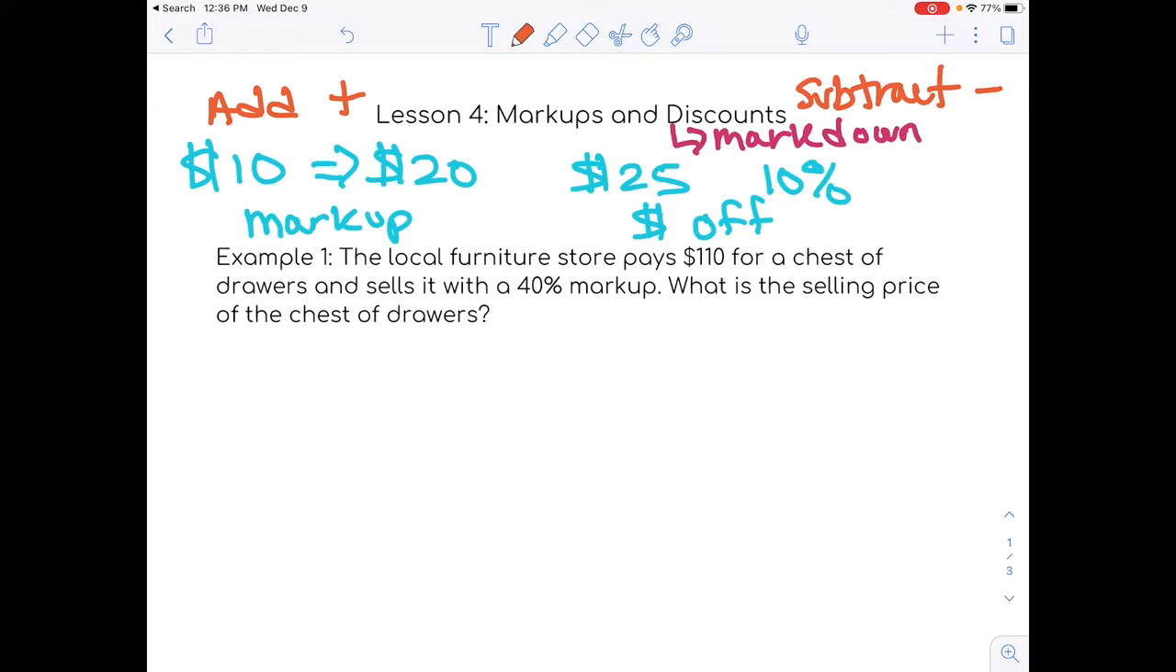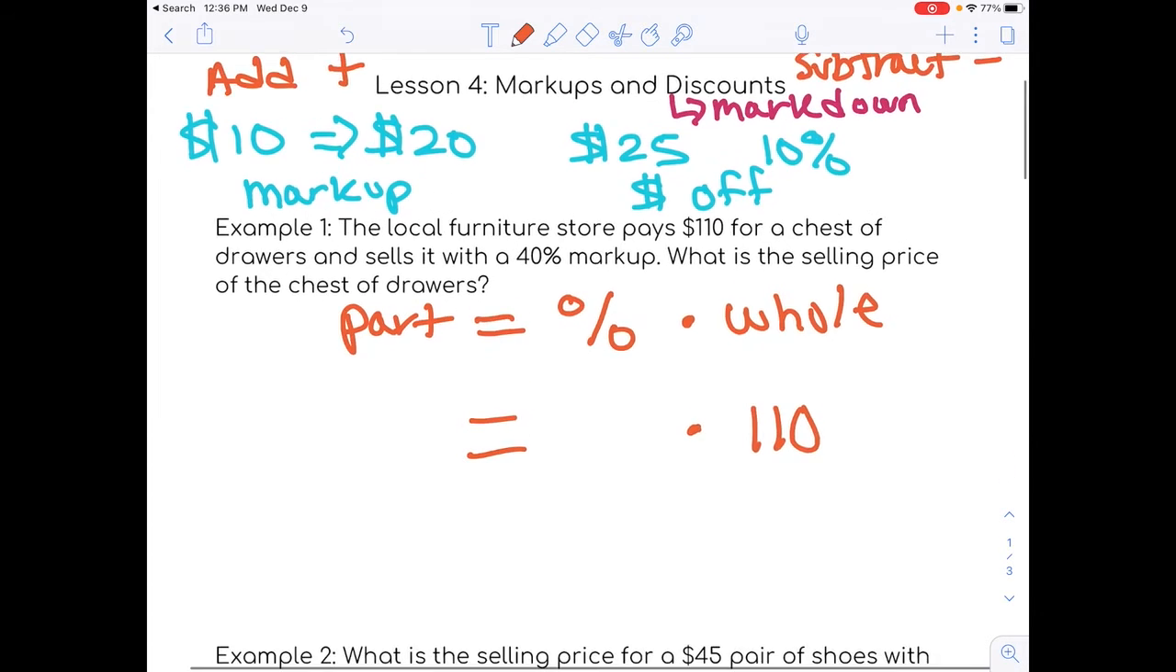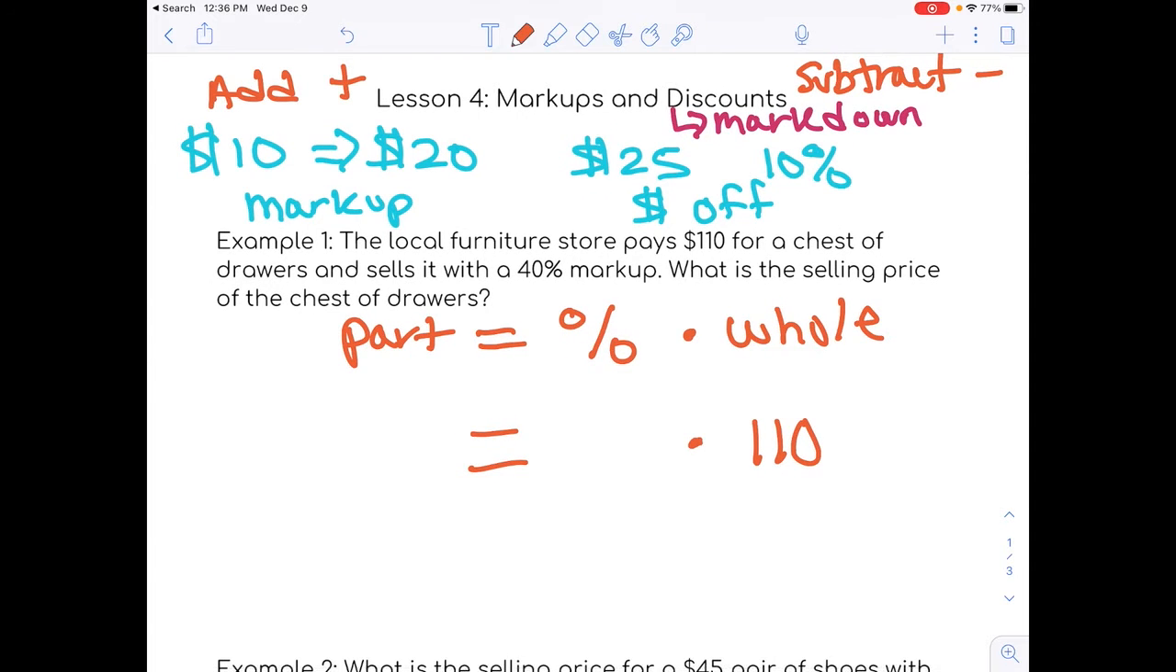The local furniture store pays $110 for a chest of drawers and sells it with a 40% markup. What is the selling price of the chest of drawers? So we're going to use our percent equation here, just like we've been doing for a while now. Part equals percent times whole. So in this case, I know my whole here is $110. This is what my furniture store is paying. And then I know my percent is 40%.